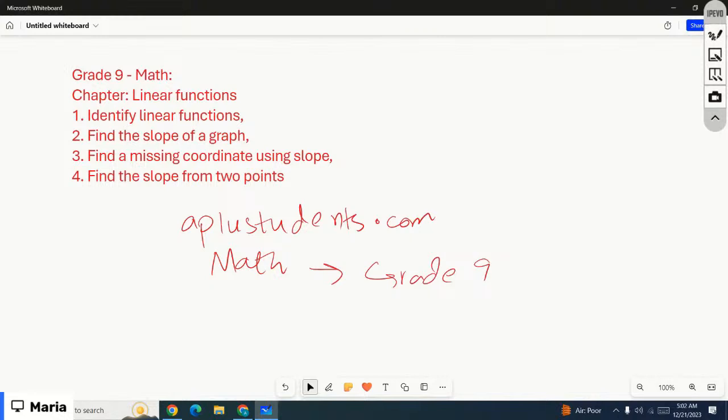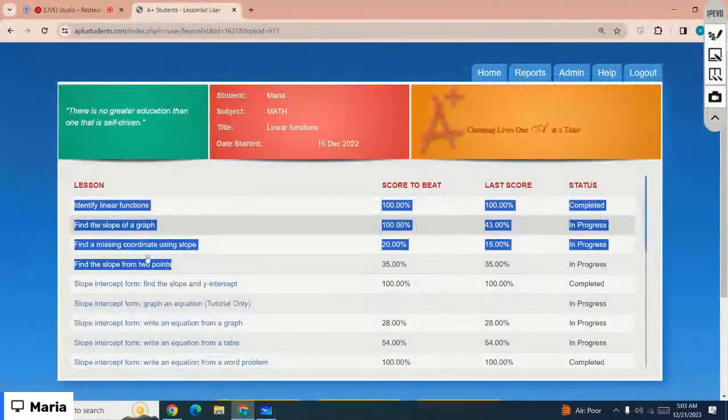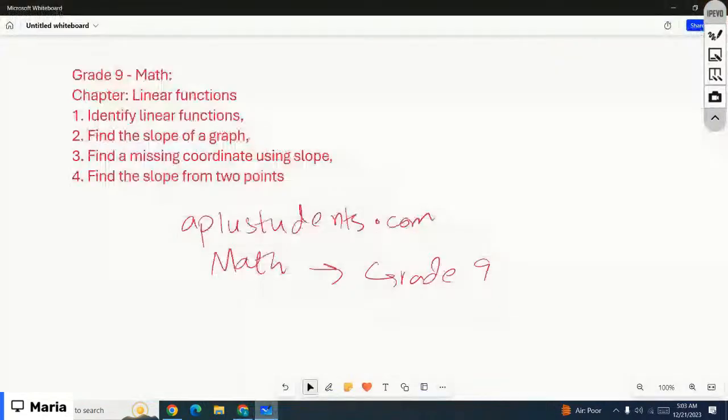The lessons we're going to cover today are identify linear functions, find the slope of a graph, find a missing coordinate using slope, and find the slope from 2 points. So let's start with the chapter linear functions. First we are going to learn what linear functions are. I'm going to write down the definition of the linear function on the board. You can note down the definition. Please make sure you have your notebook and pencil so that you can note down the important examples and definitions as well.